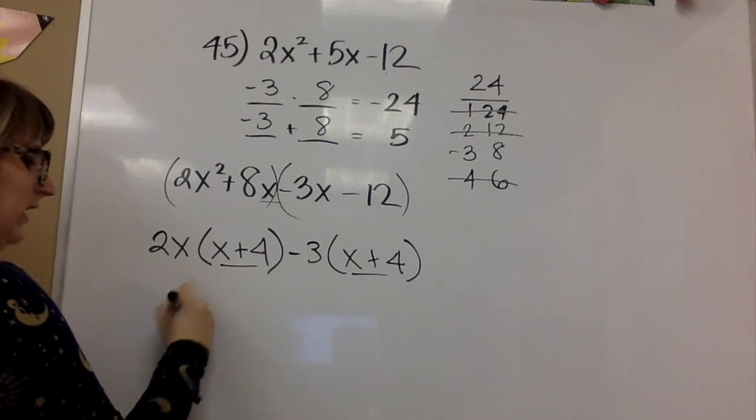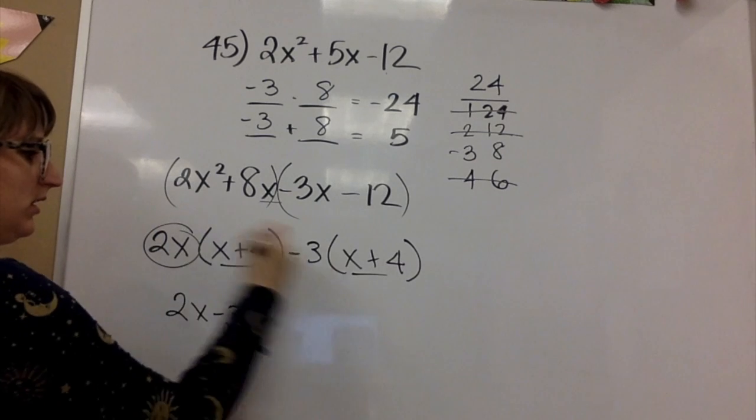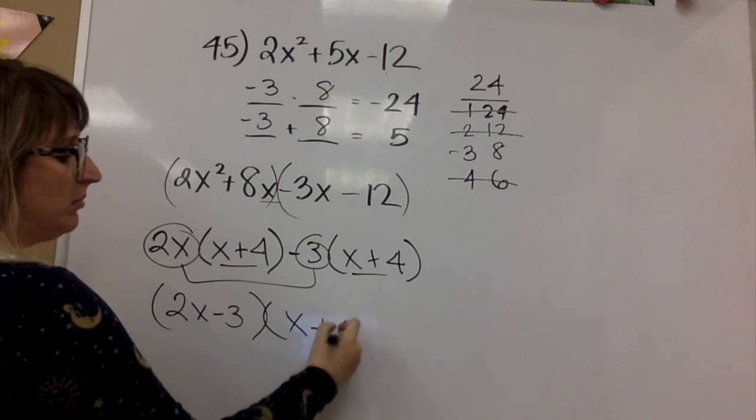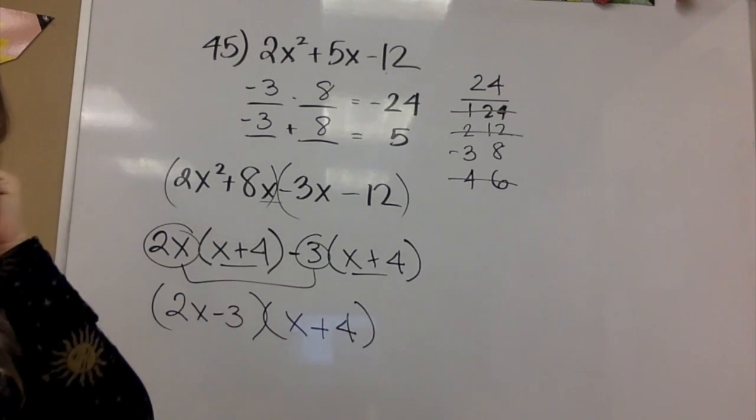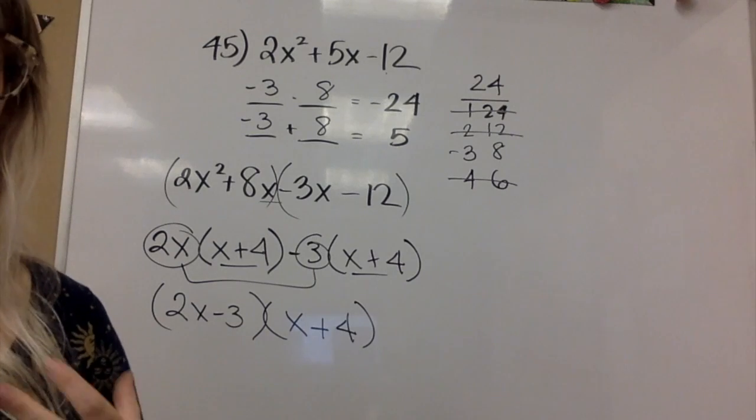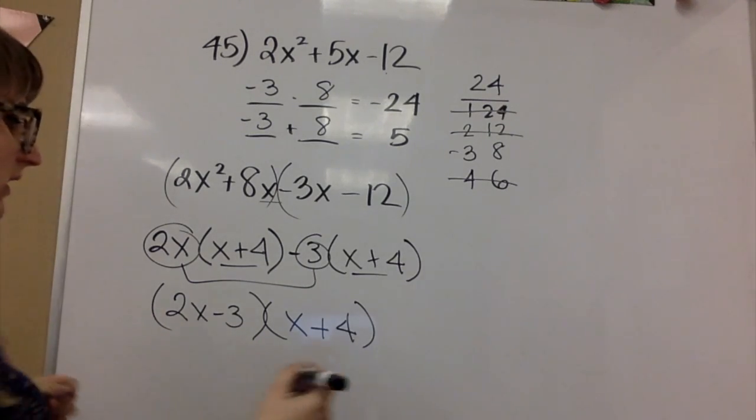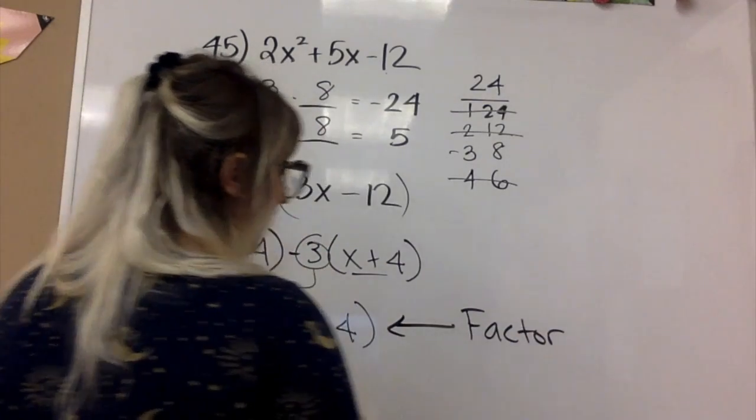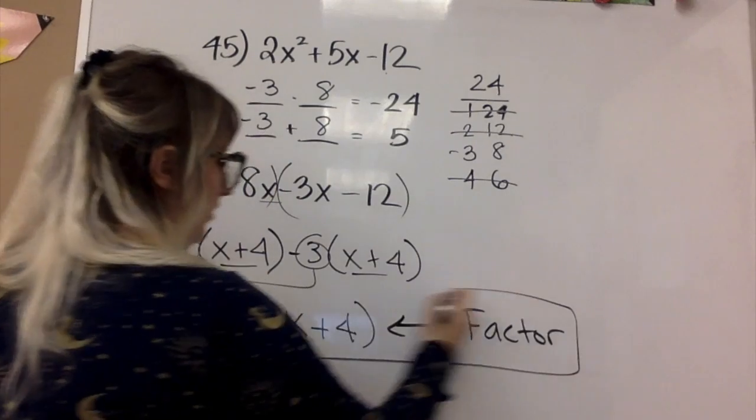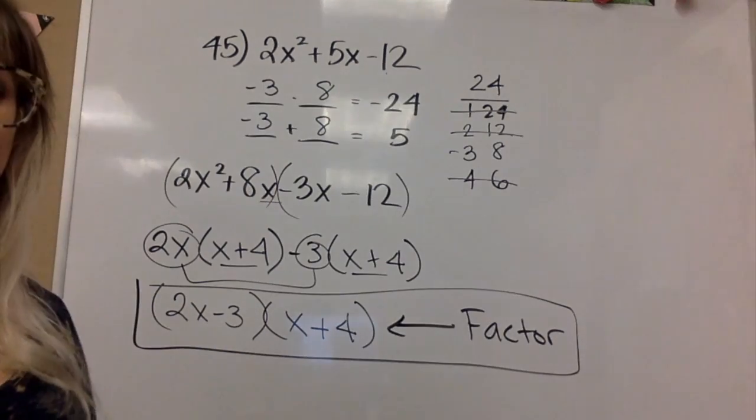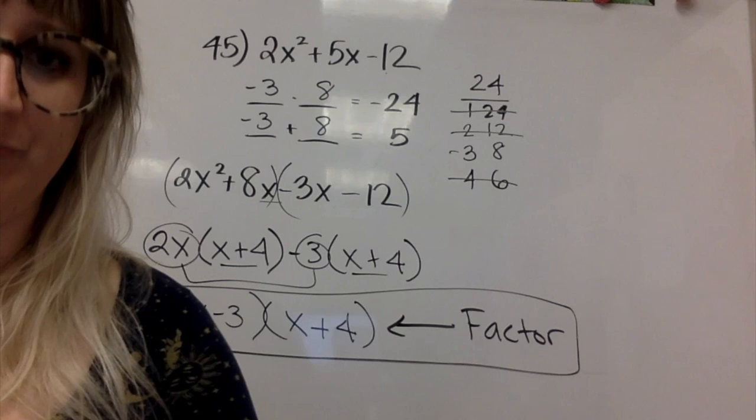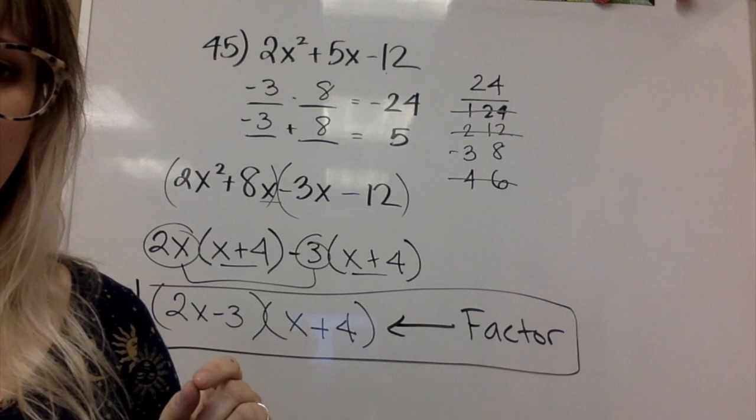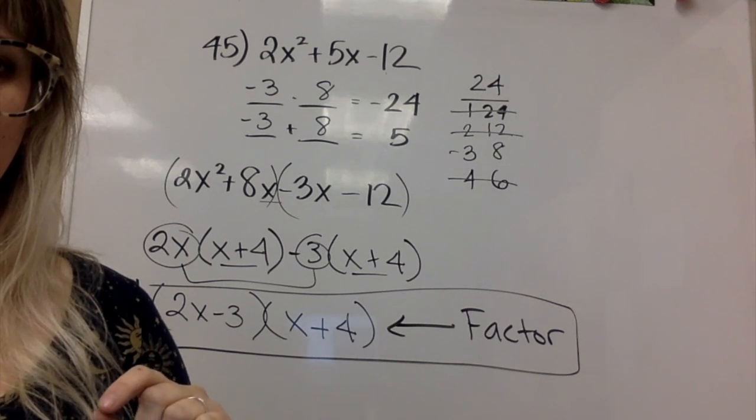So then I'm going to have 2x minus 3, because I put these guys together, times x plus 4. So the key word is that we want you to factor it, we don't want you to solve it. So this right here is what it looks like when we ask you to factor, okay? If we want you to solve it, then you're going to set it equal to 0. So really be careful on what it says.